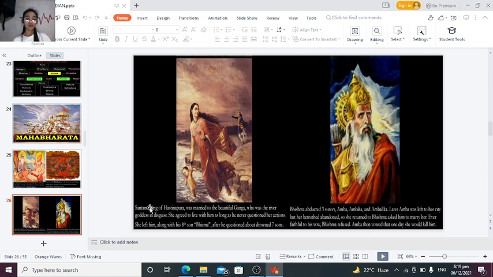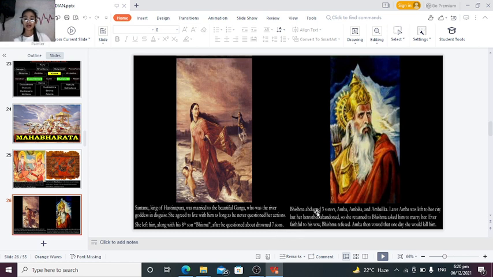So, this is the story of Mahabharata. Santanu, a king of Hastinapura, was married to the beautiful girl Ganga, who was the river goddess in disguise. She agreed to live with him as long as he never questioned her actions. She left him along with 8 sons, Bhishma, after he questioned about the drowned 7 sons.